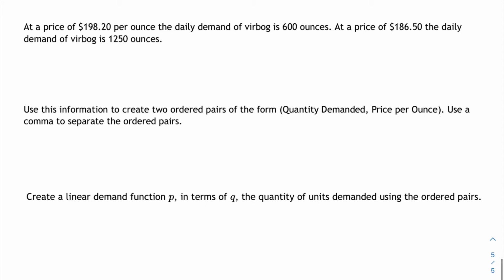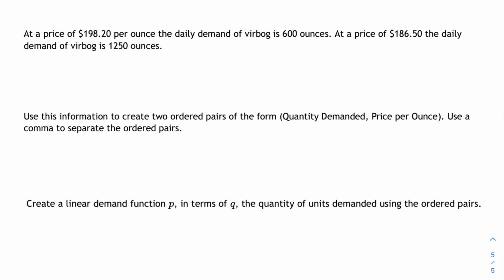So the first thing we're asked to do is use this information to create two ordered pairs of the form quantity demanded, comma, price per ounce. We're given two quantities of demand. Demand was 600 and demand was 1,250. And we're also given two prices per ounce, 198.20 and 186.50. So we're going to create ordered pairs that relate those quantities to each other. Use a comma to separate the ordered pairs.